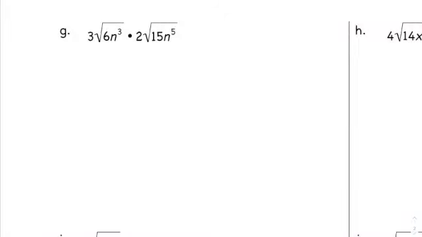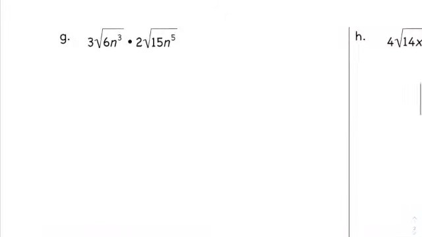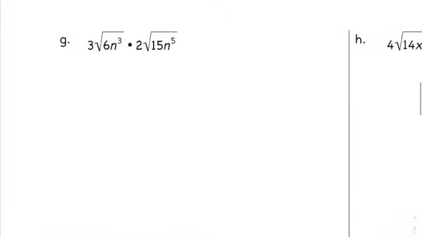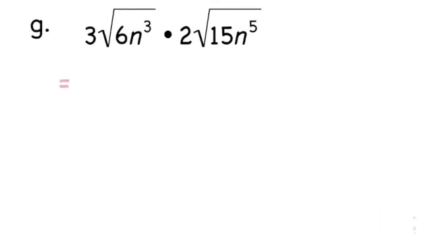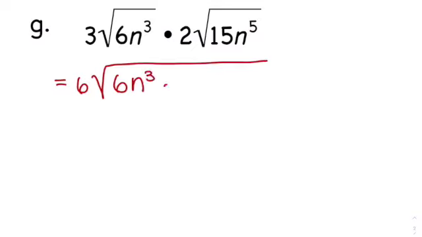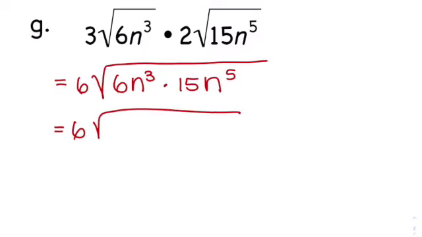Letter G. Letter G is going to be a little bit more. Notice there's numbers outside and there's numbers inside. Worry about multiplying the numbers that are outside accordingly. So that's really 6, 3 times 2 is 6. And square root of 6n to the 3rd times 15n to the 5th. And if you do that, you have 6, but that's a square root of 15 times 6, and that is 90, and n to the 8.